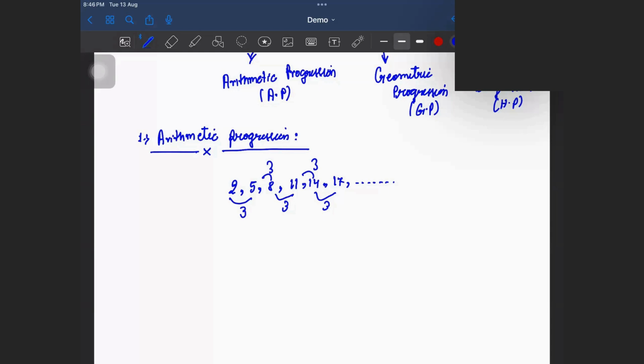Tell me what will be the next term in this sequence after 17? It would be 20. It will be 20, very good. And then 23 and so on. So what we can see is there is a common difference.